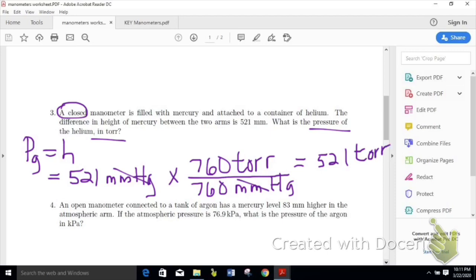All right, so I did those two. You're going to complete the rest of the problems here on the worksheet. Then please load them up to the Dropbox that I have set for you.